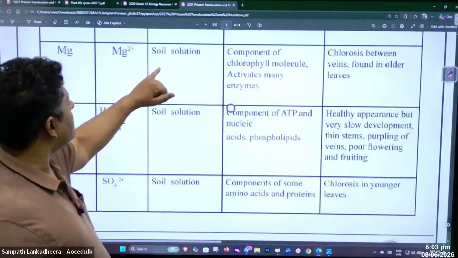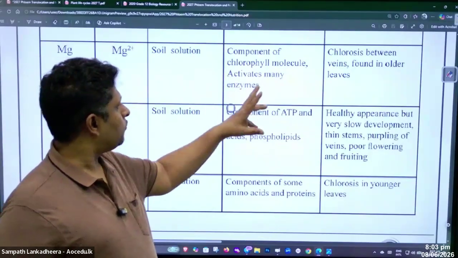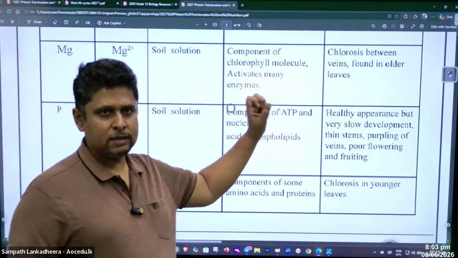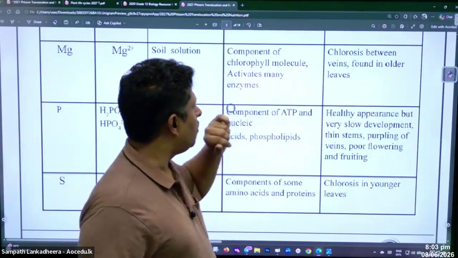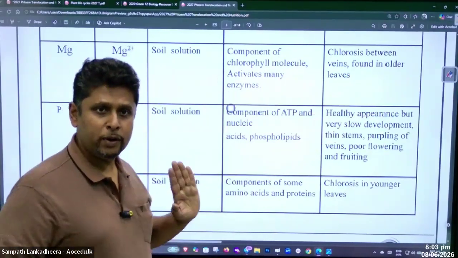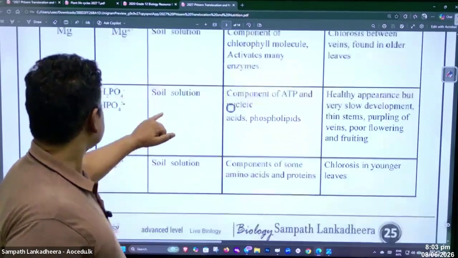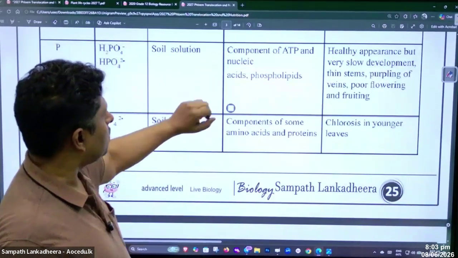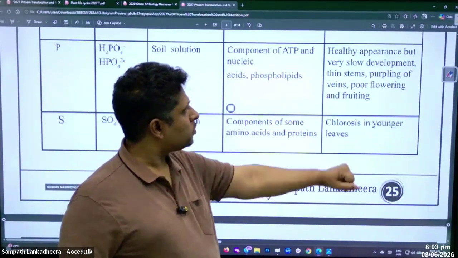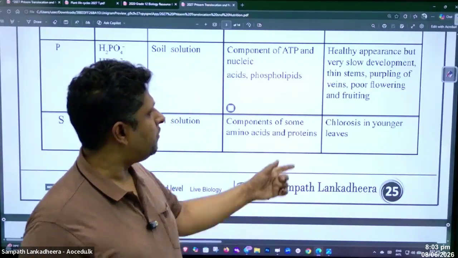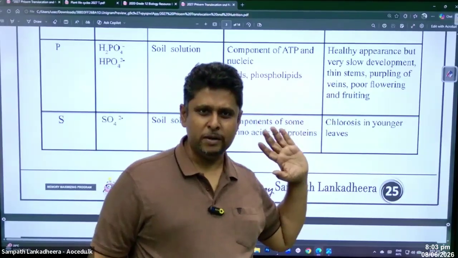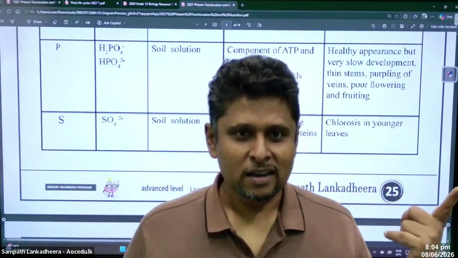Magnesium is a component of chlorophyll and activates enzymes. Chlorosis between veins is found in older leaves. Magnesium, older leaves, that point we took. Phosphorus also, the form of absorption we took. It is a component of ATP. Deficiency shows healthy appearance but very slow development, thin stems, purpling of veins, and poor flowering. Most of this information we picked up.